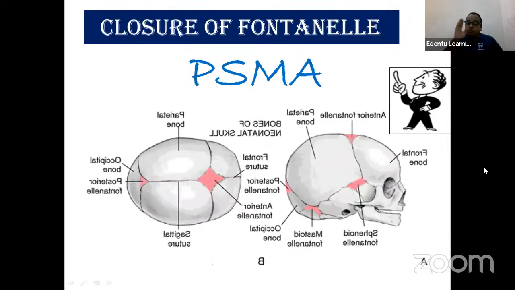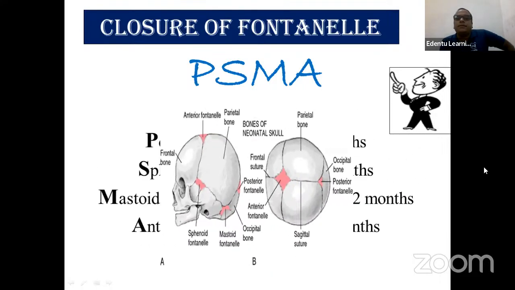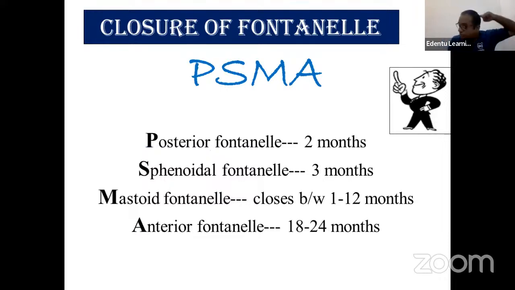PSMA. So P is posterior fontanelle. It closes at 2 months. Posterior fontanelle closes at 2 months of age of the baby. S, sphenoidal fontanelle, 3 months. Mastoid fontanelle, 1 to 12 months. And anterior fontanelle, 1.5 years to 2 years, that is 18 to 24 months. So this is the sequence. PSMA. Not only for your BDS, even for your NEET MDS, in future also you can remember this.